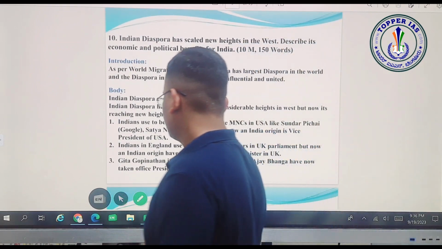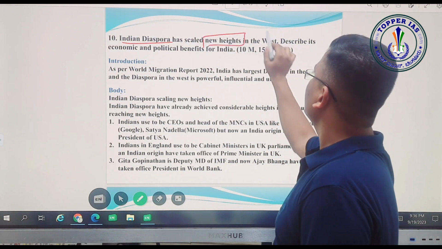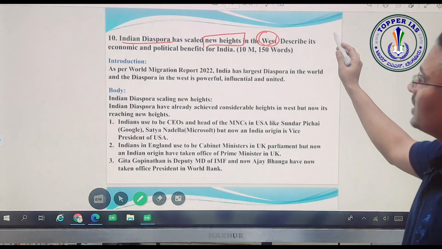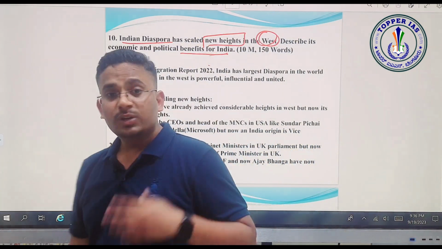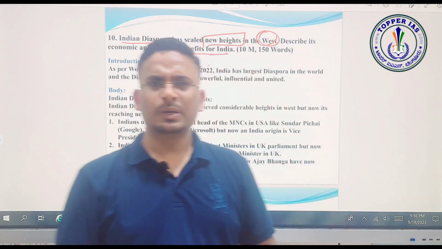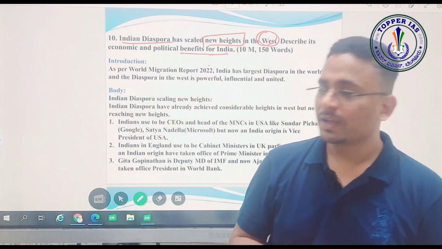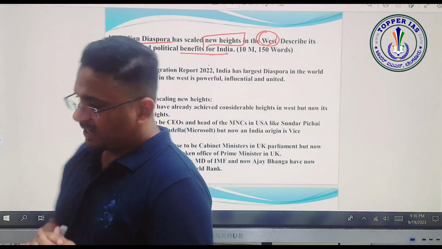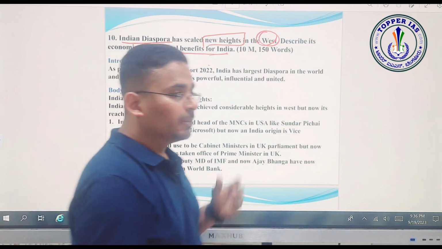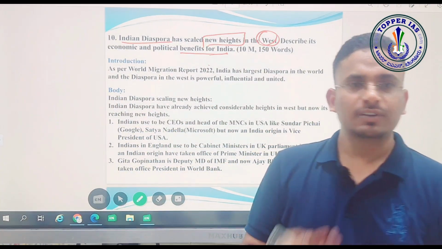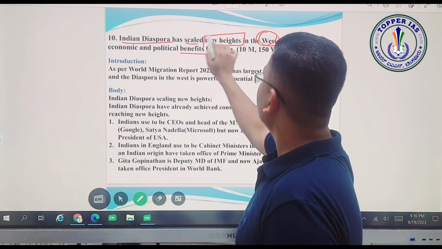Very interesting. Indian diaspora have scaled new heights in the West. Describe its economic and potential benefits for India. So diaspora, again an expected question, because UPSC has mentioned Indian diaspora in its syllabus. The question is interesting. Why did I say interesting? Because they have not asked about the achievements of the diaspora. They are saying the Indian diaspora have scaled new heights.